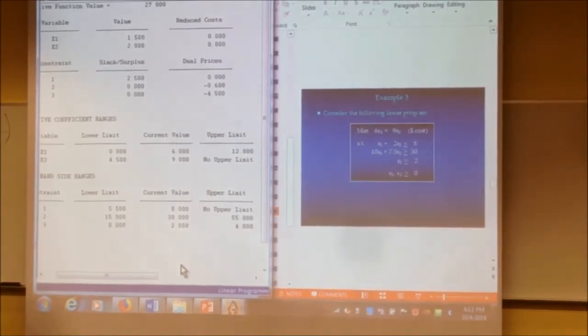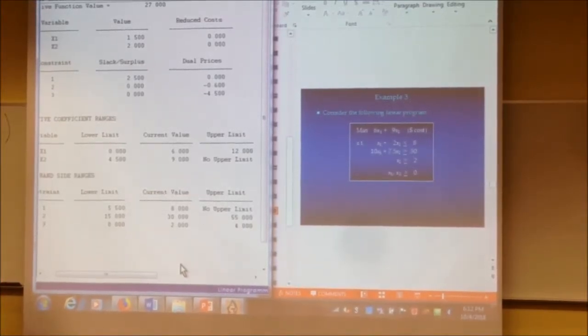The first two. That's right. No, wrong, sorry. Bottom two. Not the first two. 2 and 3. 2 and 3 are binding because why? No slack or surplus. You guys have got to have that somewhere. You've got to be familiar enough with these outputs to know that any constraints that have no slack or surplus are the binding constraints. In this case, constraints 2 and 3. You didn't need the problem to see that. You just have to be familiar enough with these outputs to know where to find them.